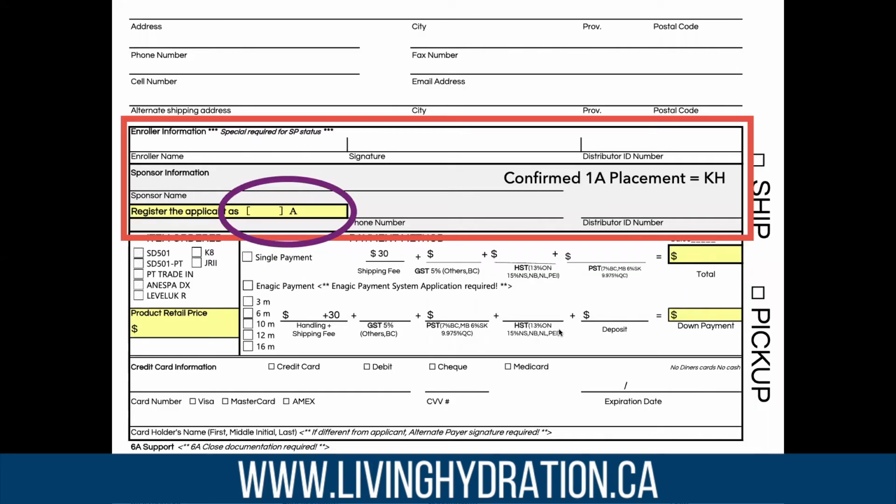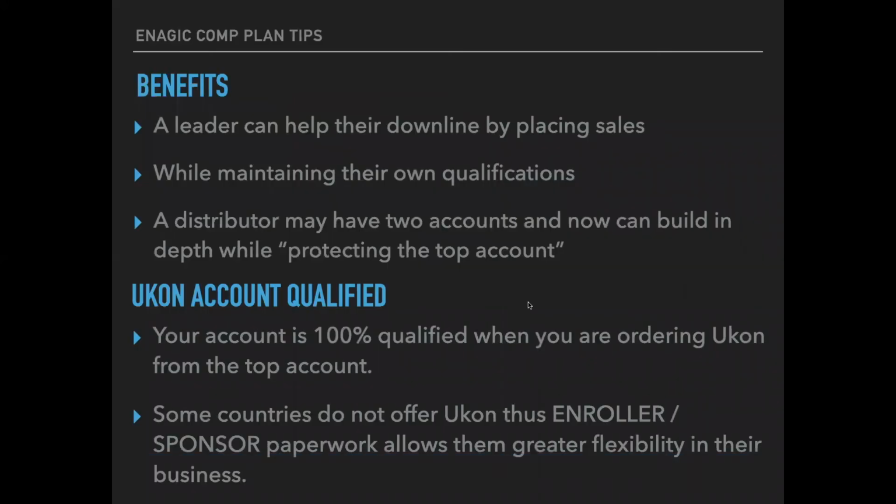It's going to go right in this purple box. Register the applicant as 1A, and you can see I put confirmed 1A placement with my initials KH. Here's the benefits of this new sponsor enroller. A leader can help their downlines by placing sales underneath the sponsor while they become the enroller. This will maintain their own qualifications.